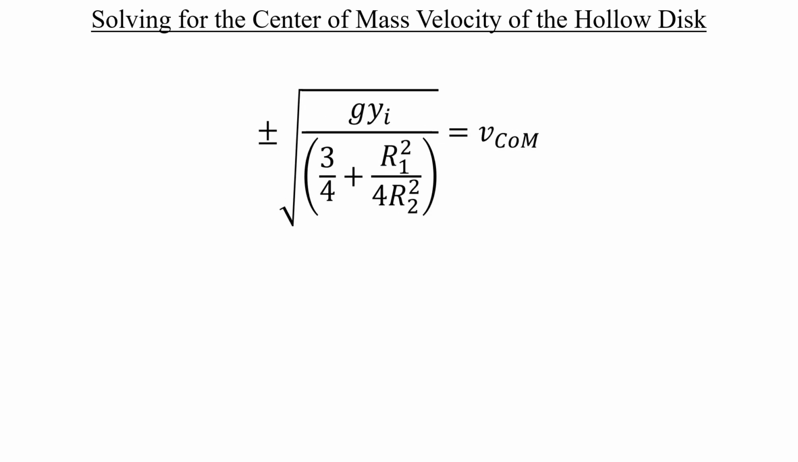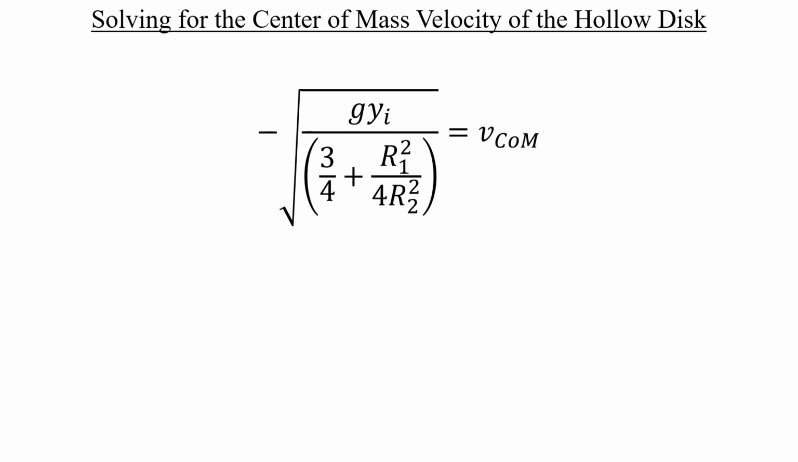Here I've included a plus or minus sign on this square root because earlier we set the downward direction as negative. And since the disk and its center move downward during the fall, the center of mass velocity needs to be negative as well. It doesn't make sense physically if we have a positive square root result here. So we can use the negative root to stay consistent with our choice.